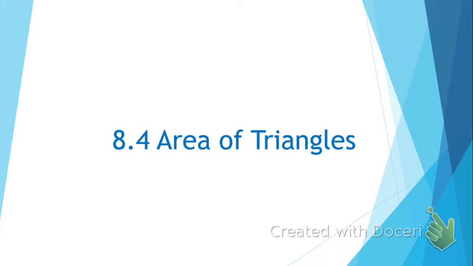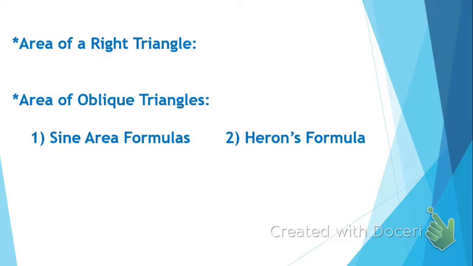Okay, so this section only has 6 examples. So we'll do a couple today and then we'll finish it out tomorrow. So for area of a triangle, there's 3 formulas that you need to know. And I'm not sure if you get a formula sheet for the test. I will let you know that tomorrow.